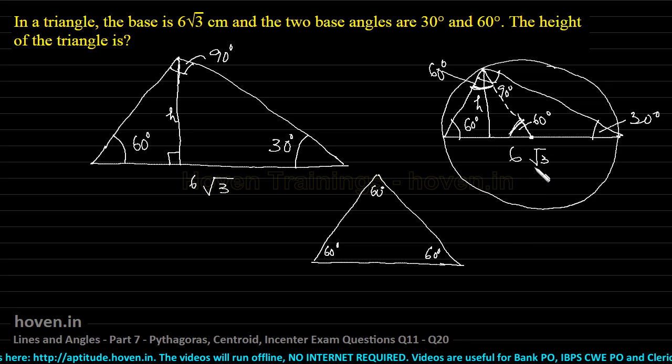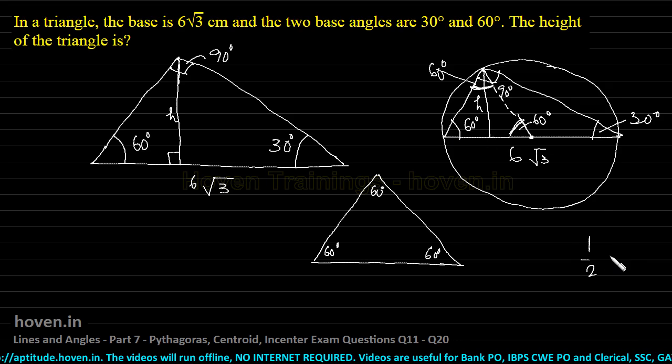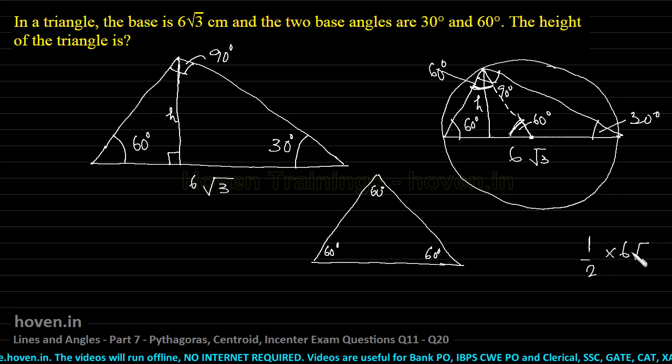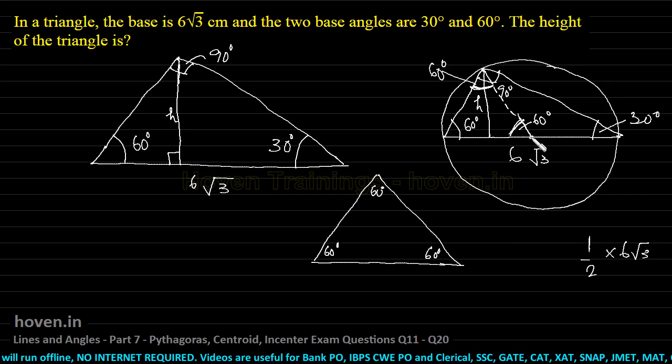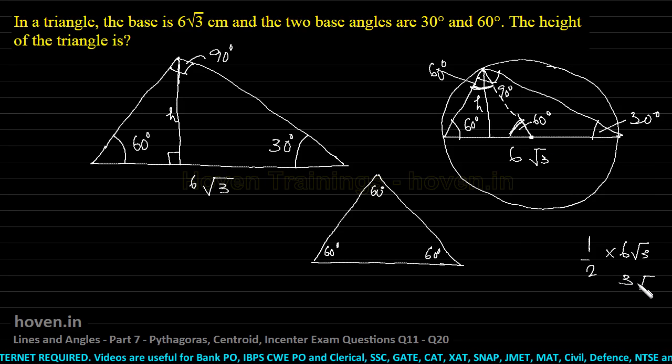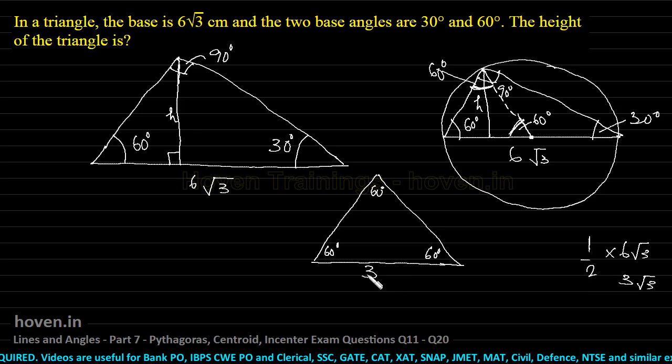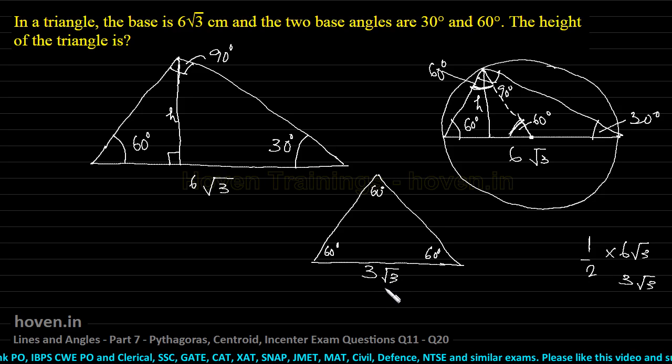Half of 6 square root of 3. Because 6 square root of 3 is the entire diameter, we are interested in only half of this, so this will be 3 square root of 3. So I now have an equilateral triangle in which the side is equal to 3 square root of 3.